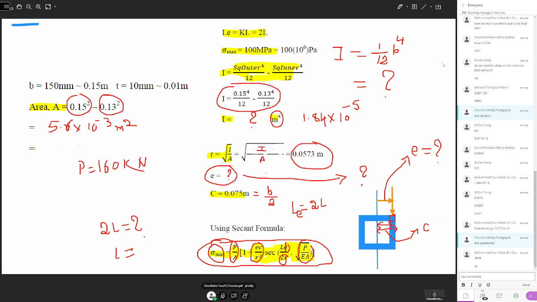Any other questions? So you'll be calculating the longest permissible length L under the maximum stress of 100 megapascals, when the load acting is 160 kilonewtons at the given eccentricity, and it's a hollow box.